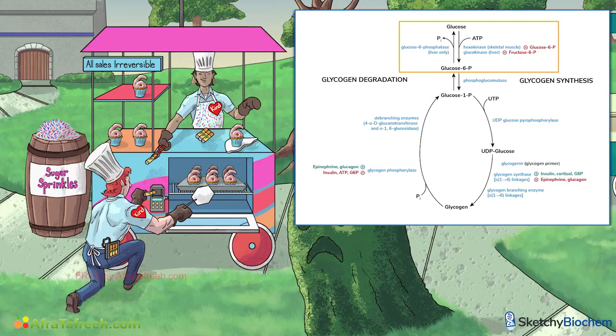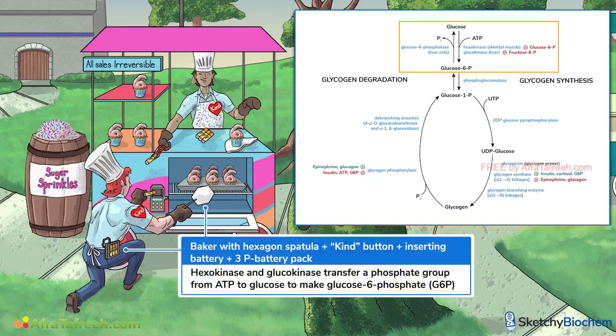This step is irreversible, meaning those enzymes can't turn that G6P back into glucose. The baker with a kind button using a P battery to power up that oven is hexokinase. Note the hexagon spatula for hexokinase.